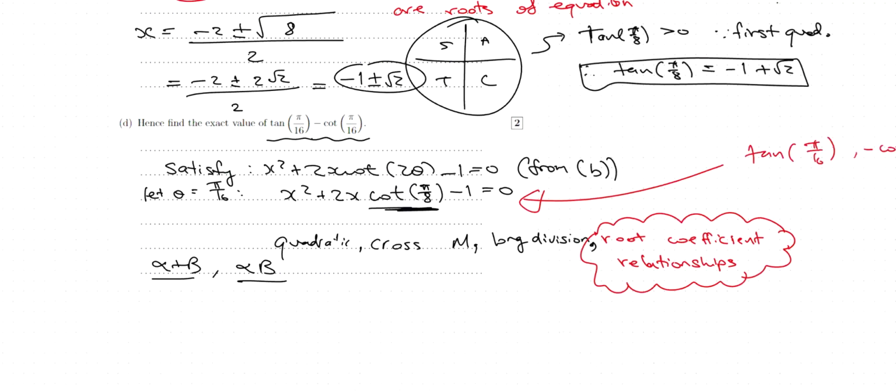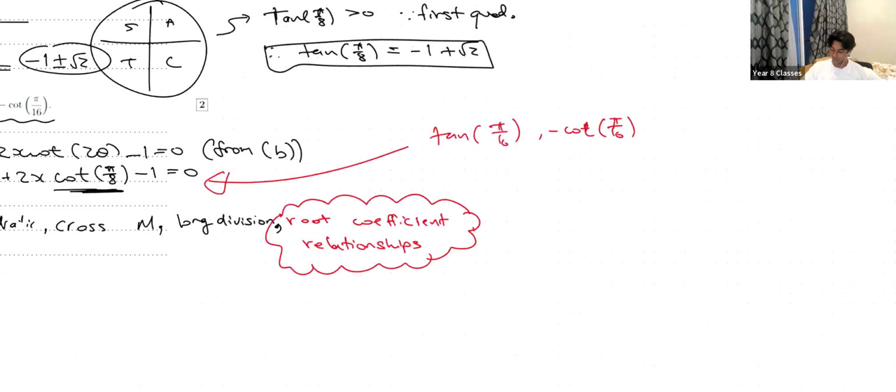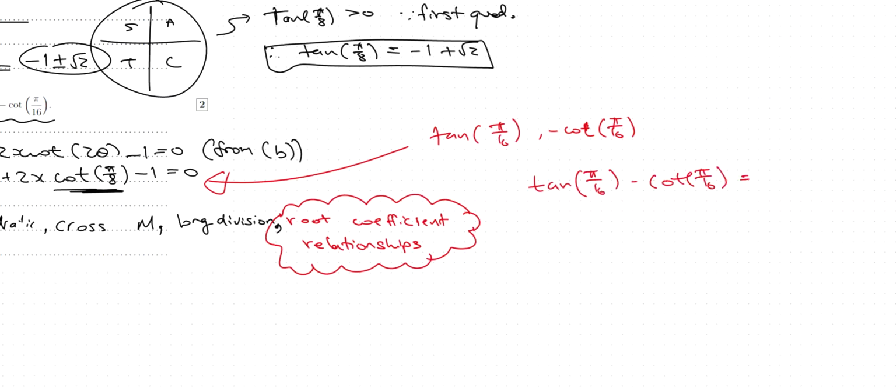So what happens if I sum these two? Because these two are my roots. What happens if I add these two? What's it going to look like? It should look like this. So this is me doing alpha plus beta, if I let this be alpha and this root be beta. So this is my sum of roots.